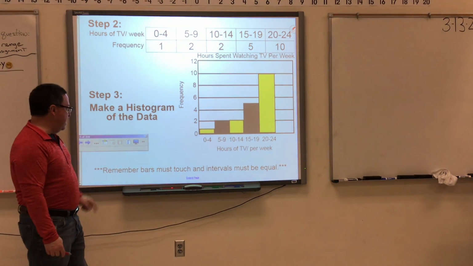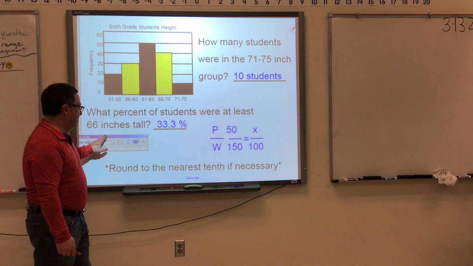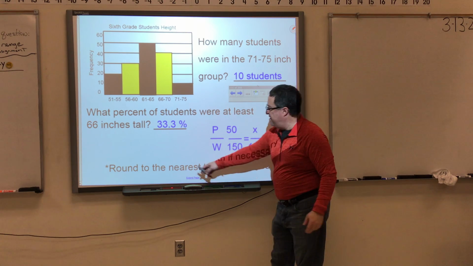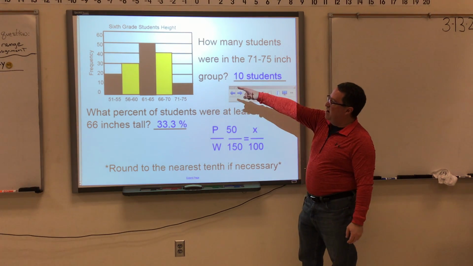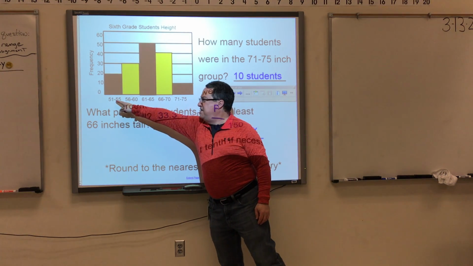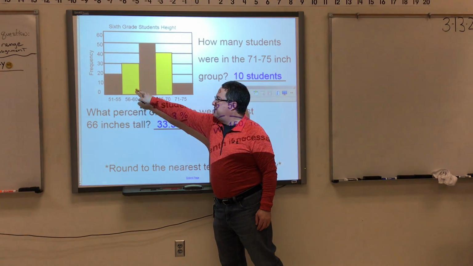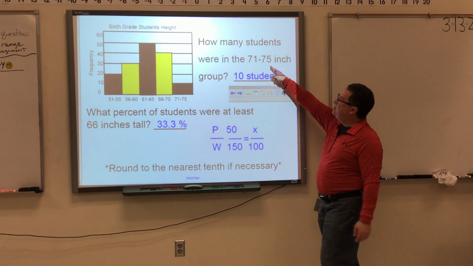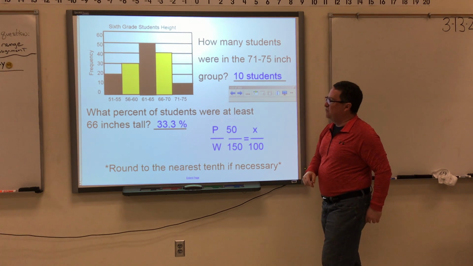Step 3 is make that histogram. All right, let me see if I can put this back where I can stand on this side, and there we have it. So now, 6th grade students' heights. There are the heights of people 51 through 55 inches, 53 through 60, etc., etc. How many students were in the 71 to 75 inch group?